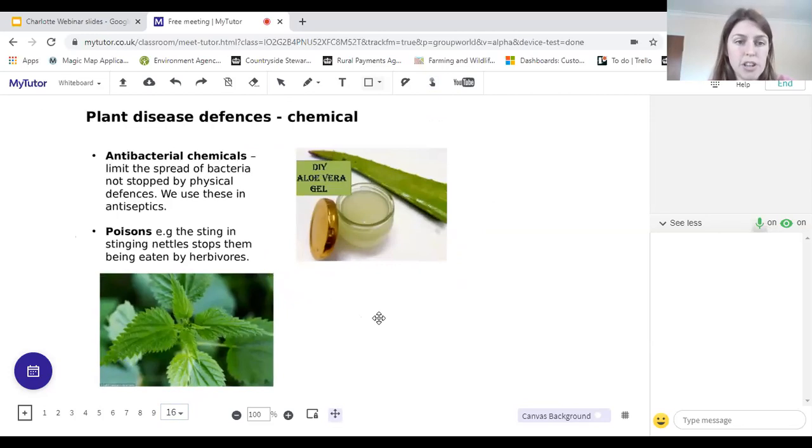Then we have chemical defences. So there are some plants that have evolved chemicals as both a means of communication and as a means of defense. This is quite something that we've discovered quite recently in plants, and it's very cool. So some plants produce antibacterial chemicals, which limit the spread of bacteria not stopped by physical defenses. We've known about this particular thing for quite a long time, and we use them in antiseptics. So, for example, aloe vera, which is a plant, produces aloe vera gel. That's really good for cooling any inflammation and other things like that. You might have used it as after sun. It's quite often how it's used.